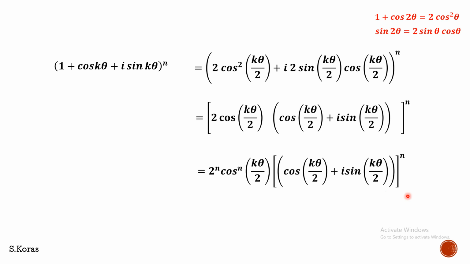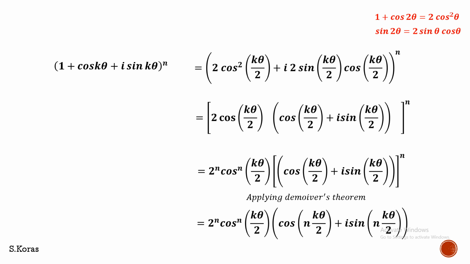What De Moivre's theorem says is that we have to bring the power inside. Just multiply these two. This plus into plus is plus. So in the result we have to put plus and we have to bring this n into the angle part. So while applying De Moivre's theorem, our answer will be 2 power n cos power n of k theta by 2 into cos of n k theta by 2 plus i into sine of n into k theta by 2.